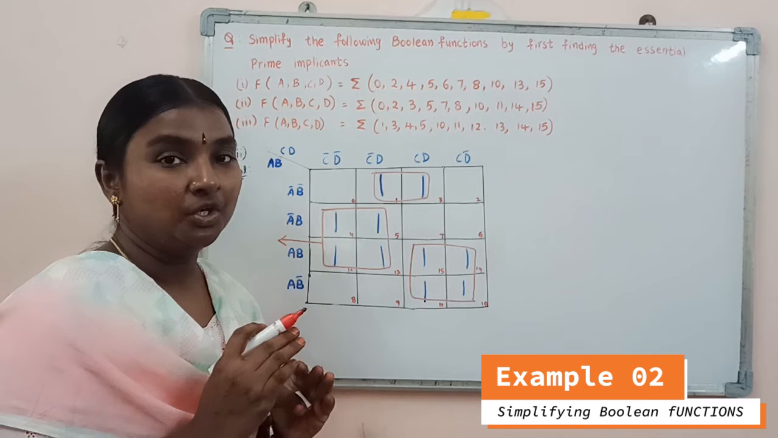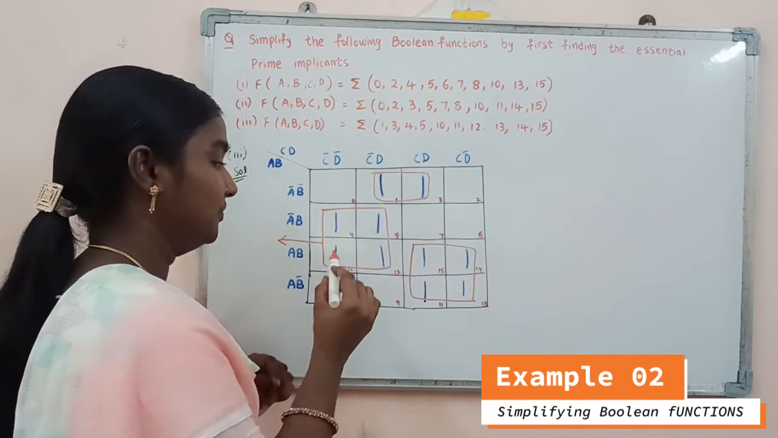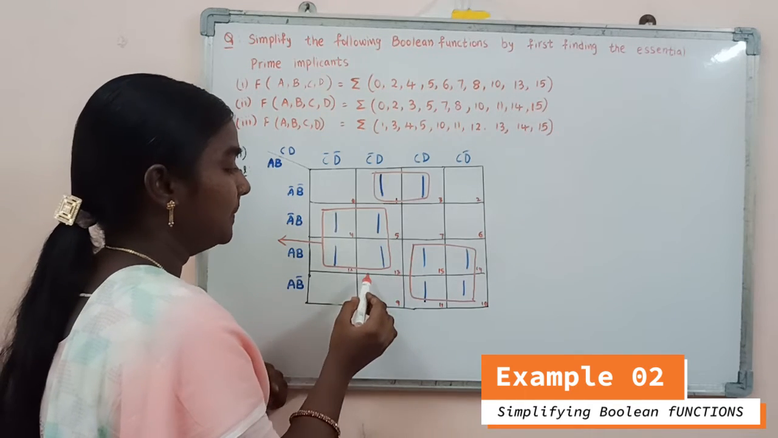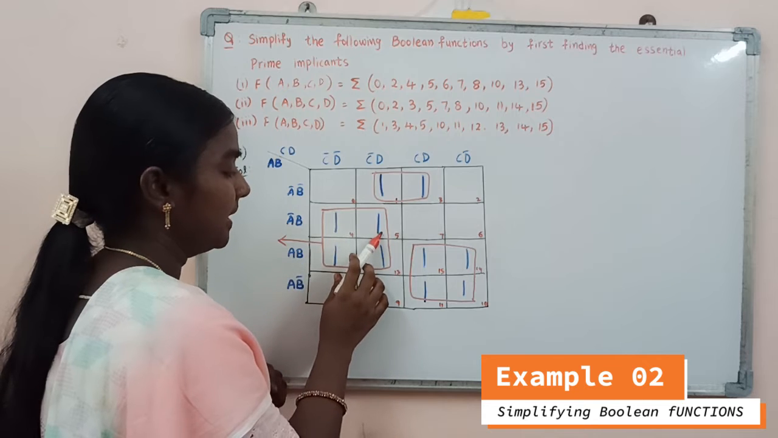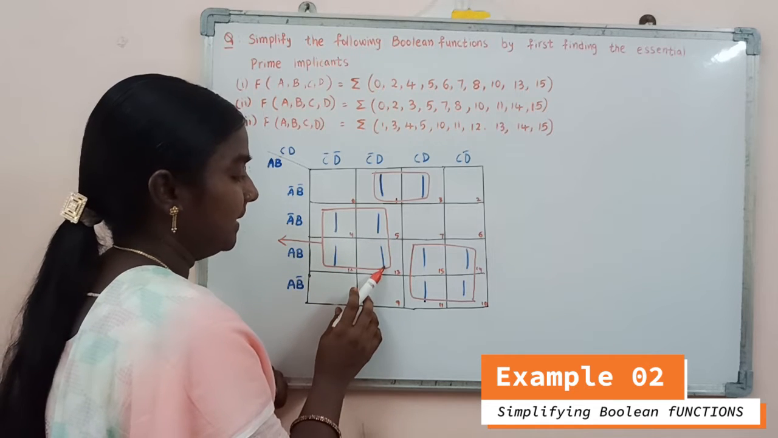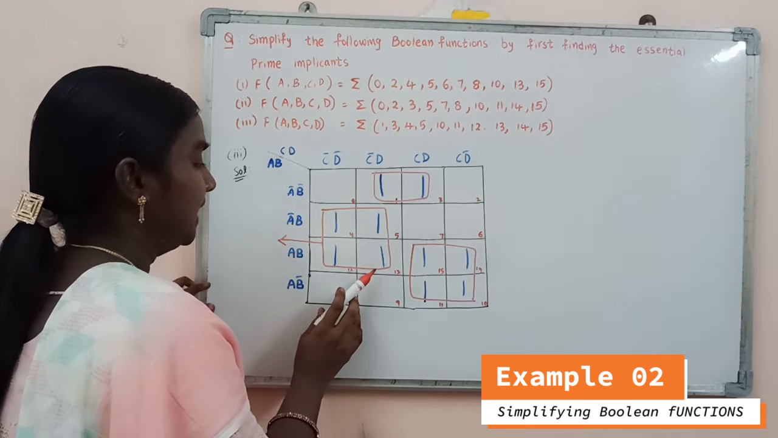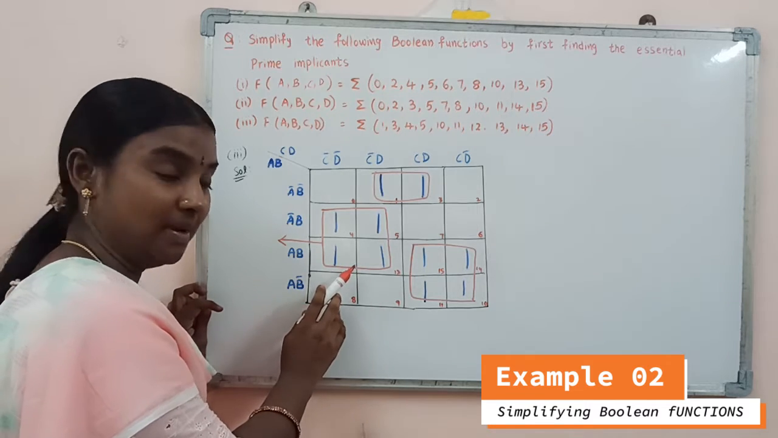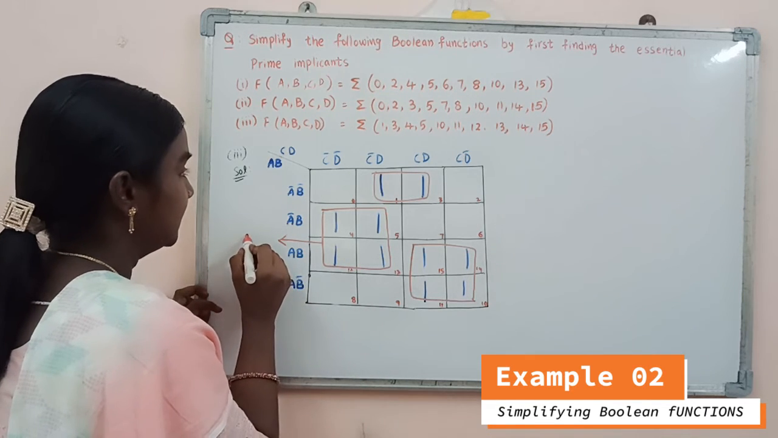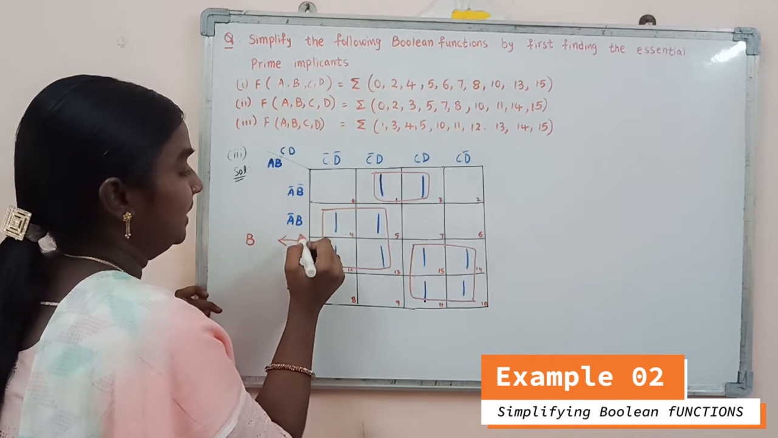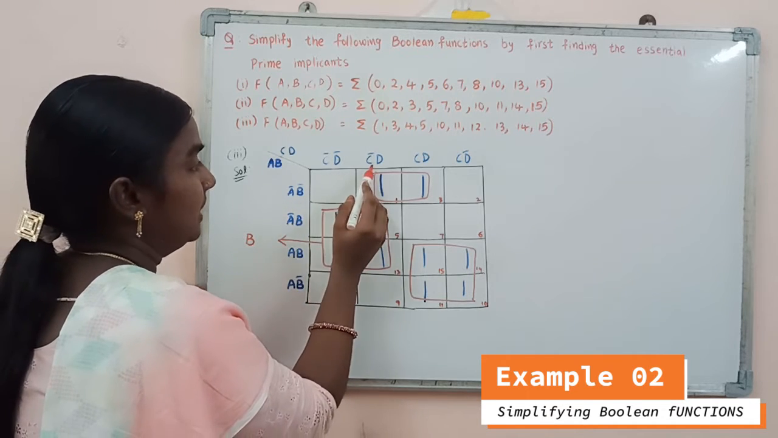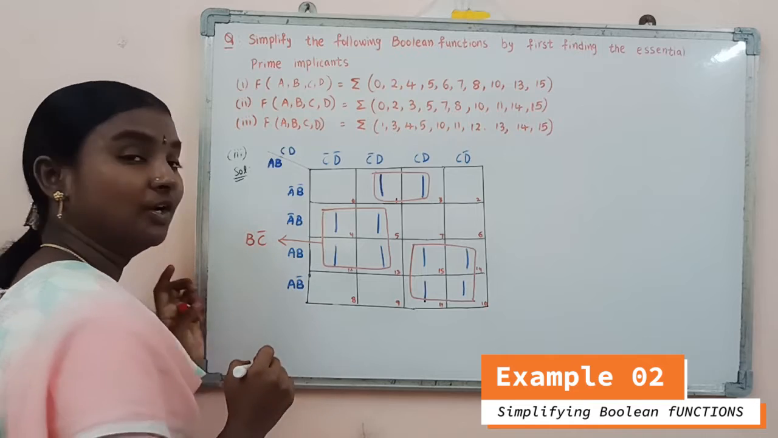Now we need to group the adjacent ones. If we observe, we can make a group by considering minterms M4, M5, M12 and M13. Now if we want to write a product term, nothing but prime implicant, we can write this as B will be common row wise, and column wise C bar will be common.